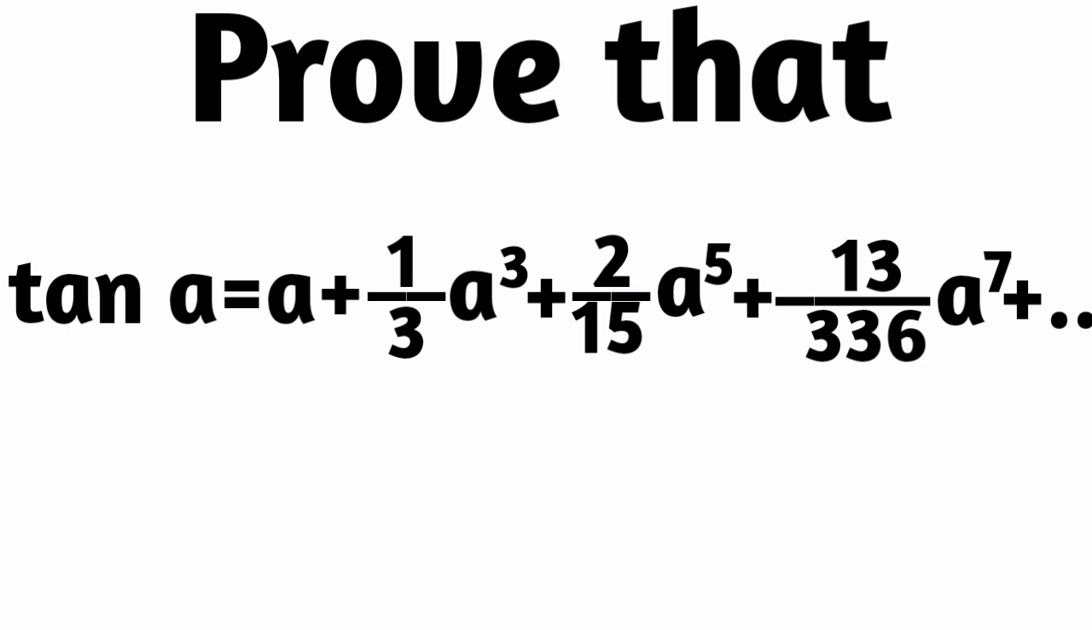In the previous video, we discussed the process of proving the formulas of cos alpha and sin alpha in terms of alpha only, without any other term. In the same way, in this video, we are going to prove a very important formula: tan alpha is equal to alpha plus 1 by 3 alpha power 3 plus 2 by 15 alpha power 5 plus 13 by 336 alpha power 7 and so on, up to the infinity term.